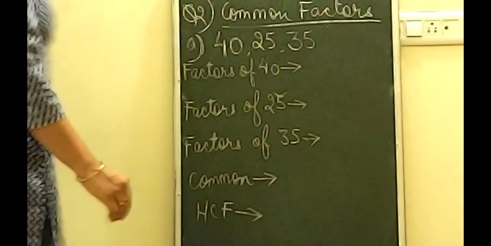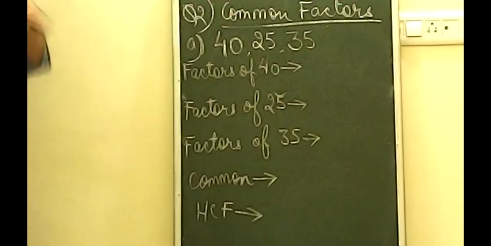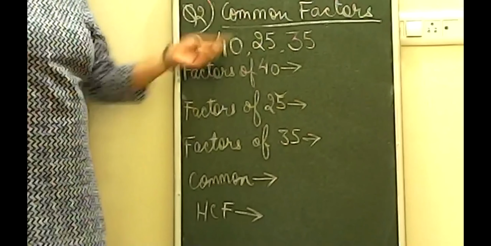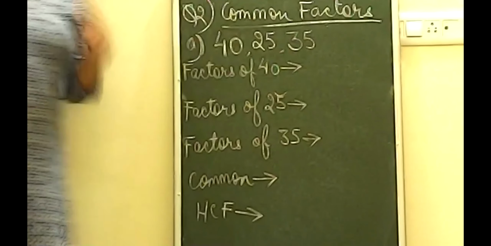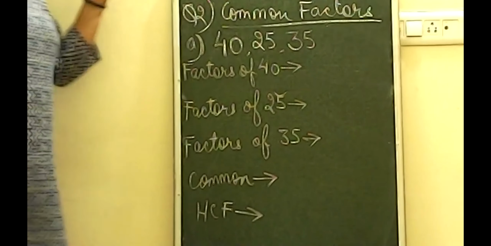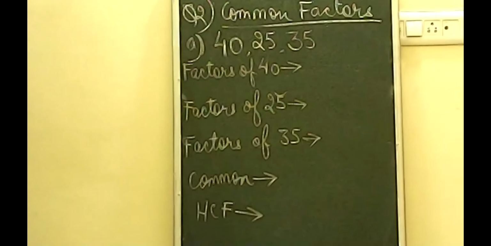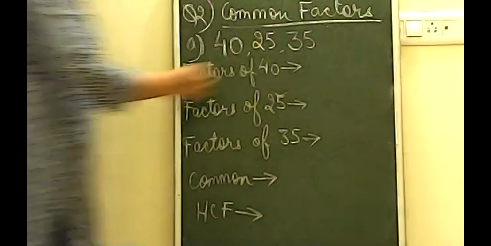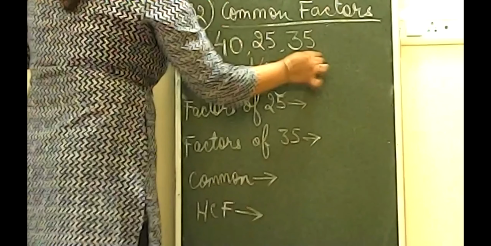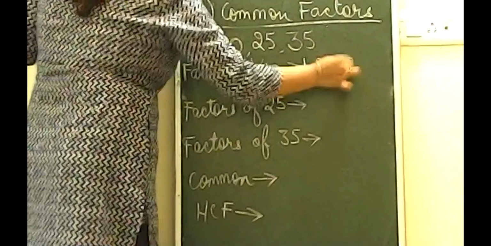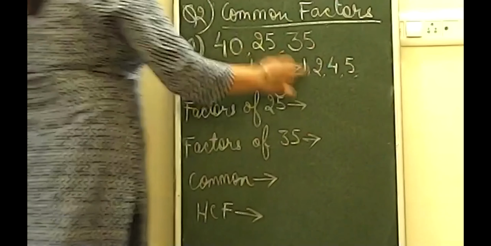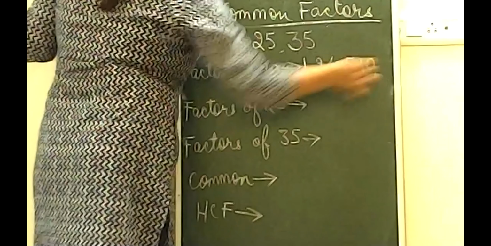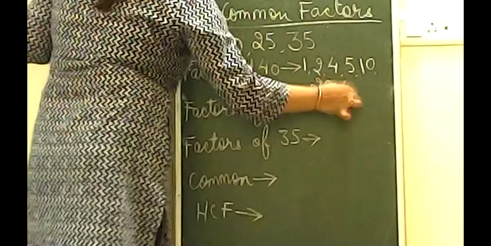Yes. So students, I gave you a question. You have to do the same process of HCF for these three numbers, 40, 25 and 35. So let's begin. The first thing, as you know, is that you have to find the factors. So let us find the factors over here. The factors of 40 will be 1, 2, 4, 5, then 10, then 20 and then 40.